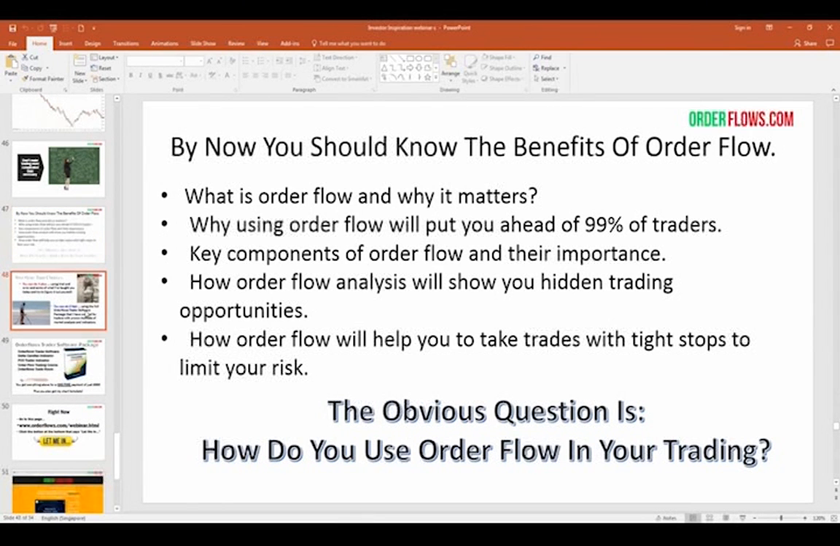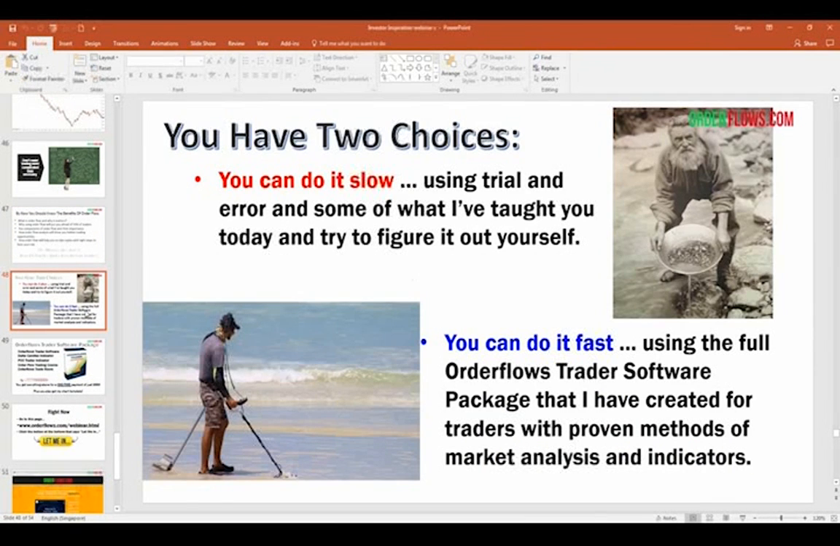Well, there's a couple ways. You could do it slow. You could use trial and error, surf the internet, go to futures.io, read up on what Tulips 99 says about order flow, and try and figure it out for yourself. Or you could do it fast.